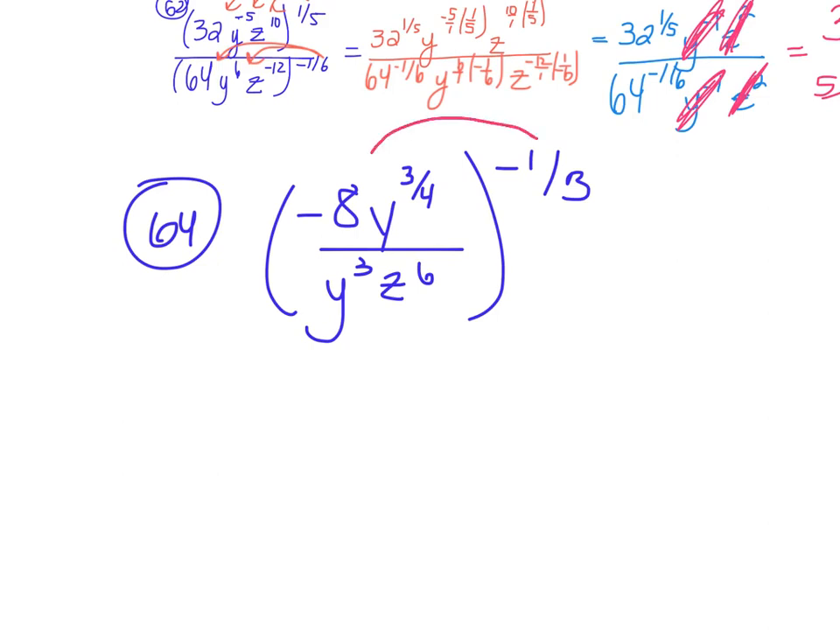So this negative 1/3 is going to go to the 8. It's going to go here. It's going to go here. And it's going to go here. It goes to everything since the entire problem is in parentheses. So I'm going to rewrite this as negative 8 to the negative 1/3.